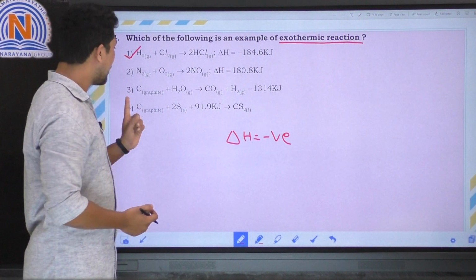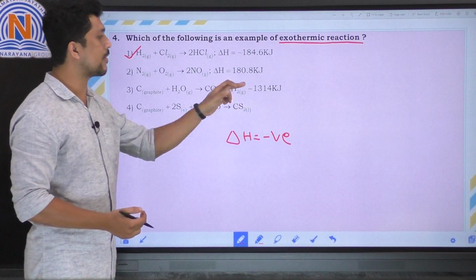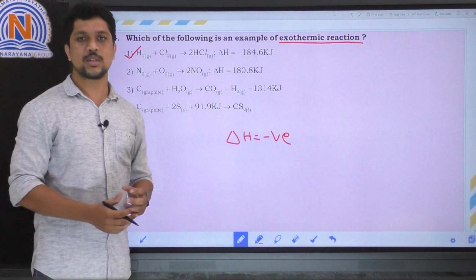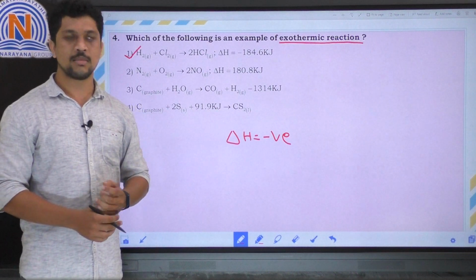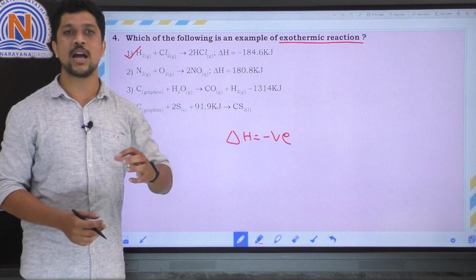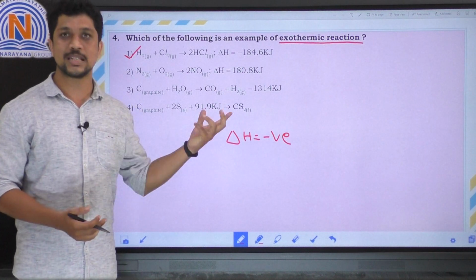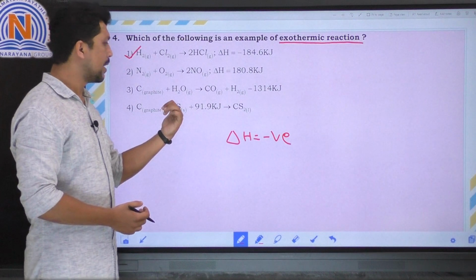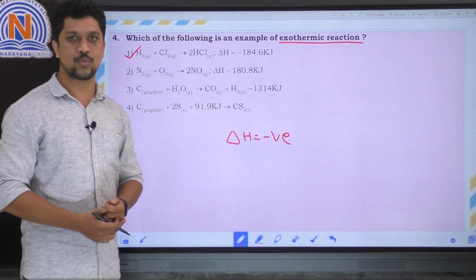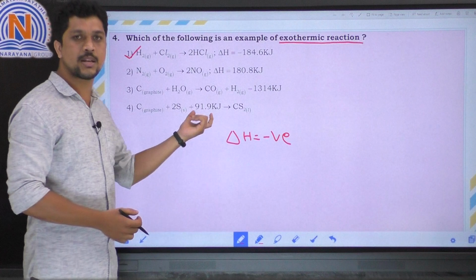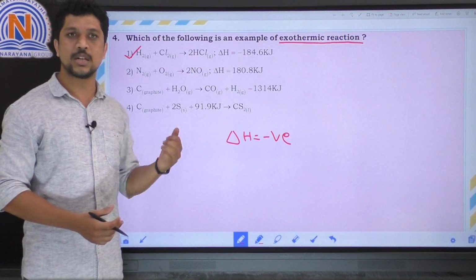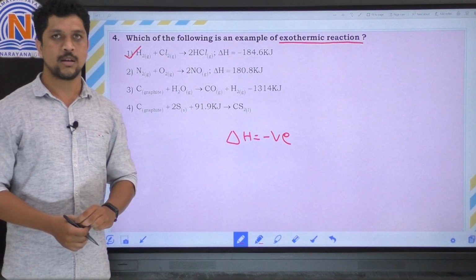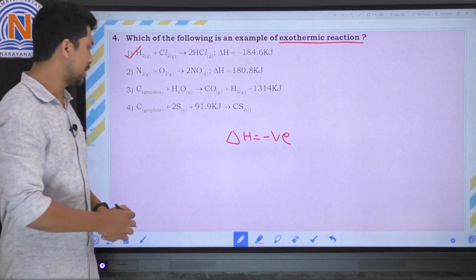If you see the third and fourth options, in the third option they have given minus 1314 kilojoules. Here the sign indicates the absorbance of energy. So that is an endothermic reaction. At the same time, C plus 2S gives rise to CS2, right? In this the reactants are absorbing energy. So that is also an endothermic reaction. So the correct option is the first option. Clear? Let's move on to the next question.